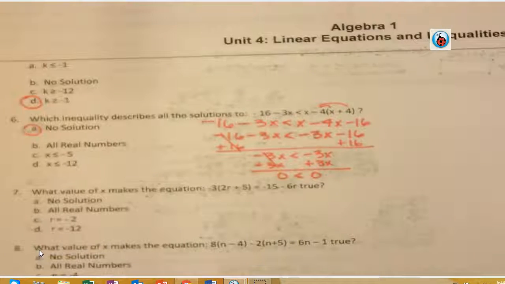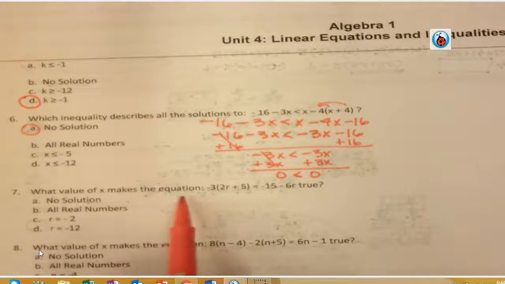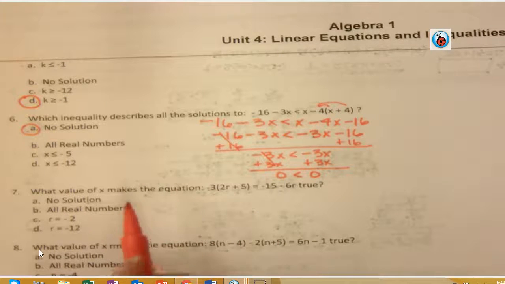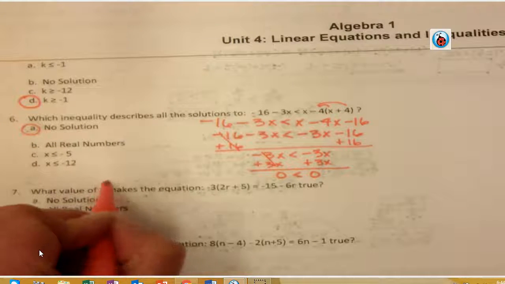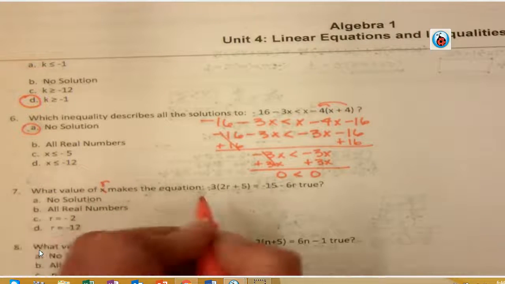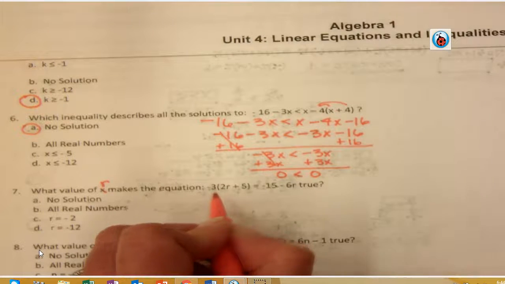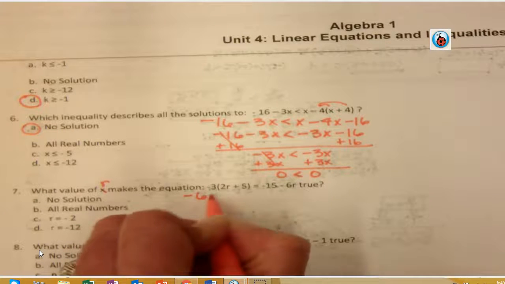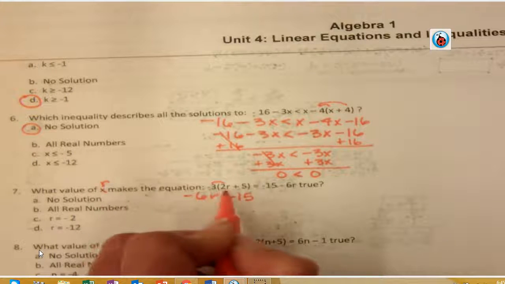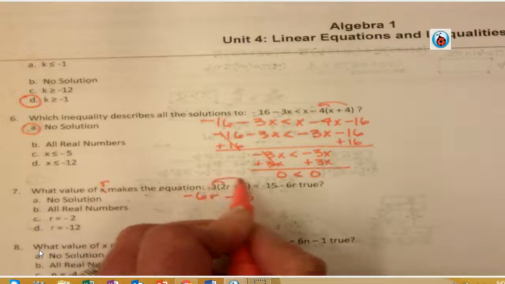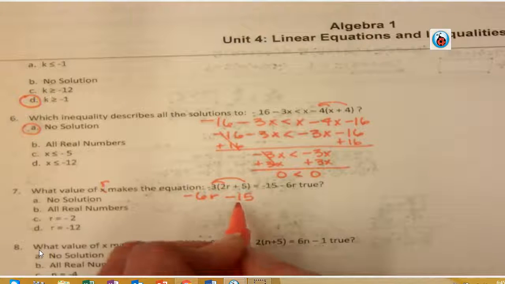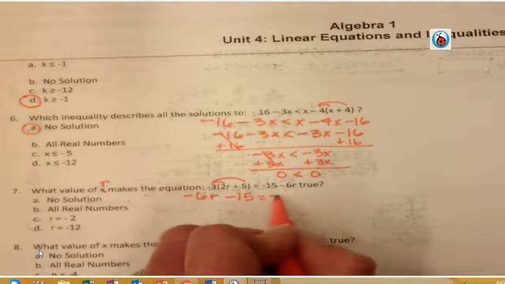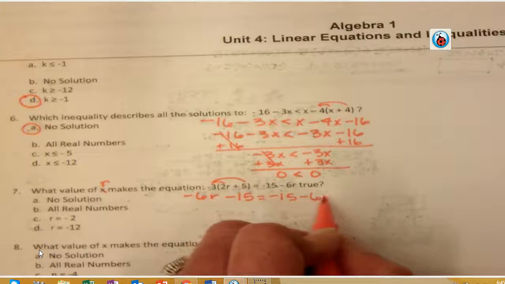All right, last two. What value of x makes the equation true? Basically, it's saying to solve. It should be r. So solve for r. I'm going to take my numbers here. I'm going to distribute. -6r minus 15. When I distribute 3 times 2, I get -6. 3 times 5, I get -15, equals -15 minus 6r.